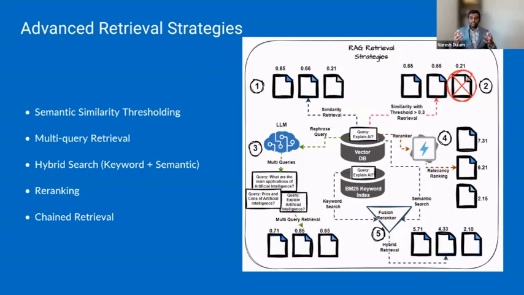So these various versions of the same query help us to retrieve more contextually relevant documents from your vector store, so that you can combine all those documents and use them to generate a final answer. The other technique is hybrid search, which is a combination of keyword search and semantic search.